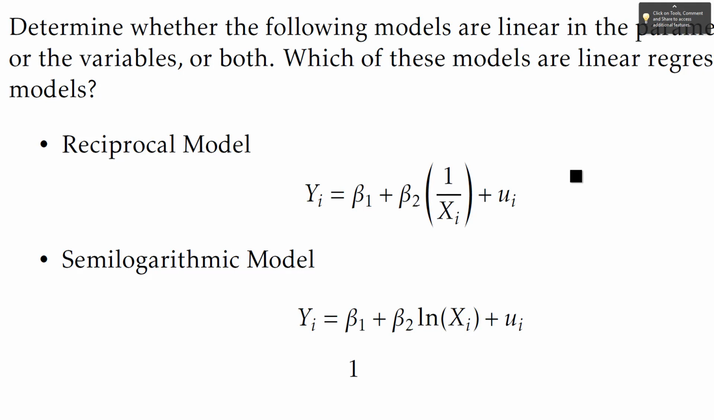Is this model linear or not? No. Why not? What we're caring for is the linearity in parameters. What are the parameters of the first reciprocal model? Beta 1 and beta 2. This is a linear combination: beta 1 plus beta 2 times something we just don't care about. It's just a linear regression model. So it's linear in parameters? Yes.